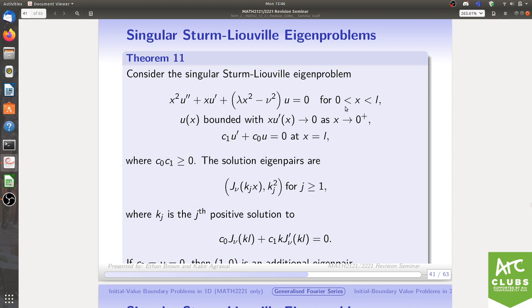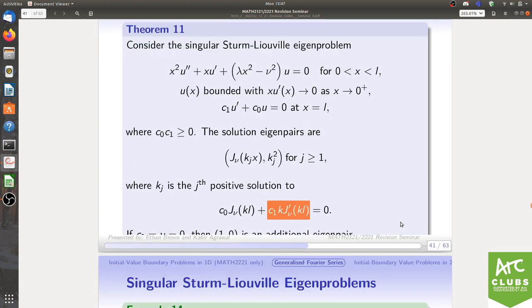Now, if we have mu equal to 0, in other words, our solution is a Bessel equation of degree 0, then (1, 0) is an additional eigenpair. That's because if this is equal to 0, then this ends up being non-zero. We can also have k equals 0 as an eigenvalue, and associated with that is a constant, so that you get the extra eigenpair.